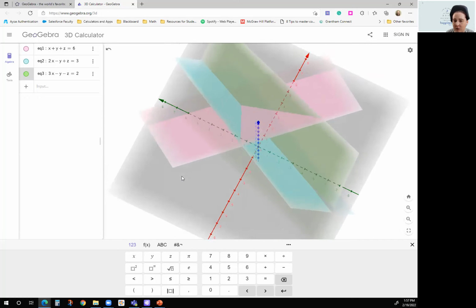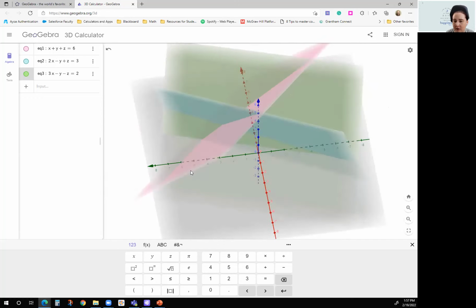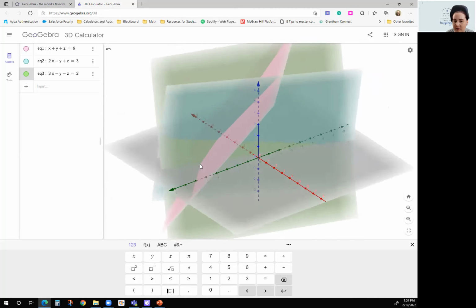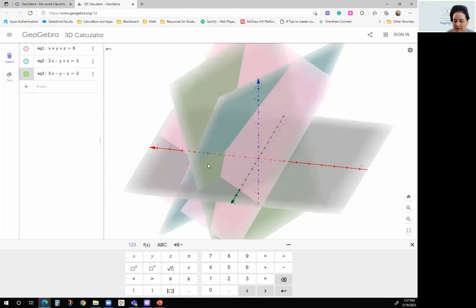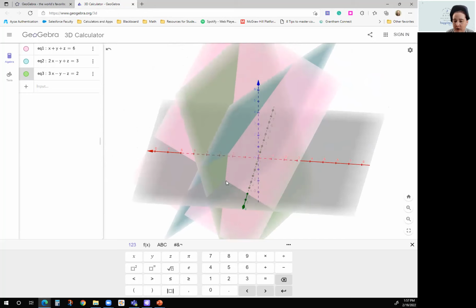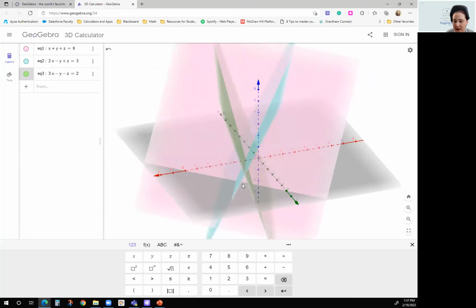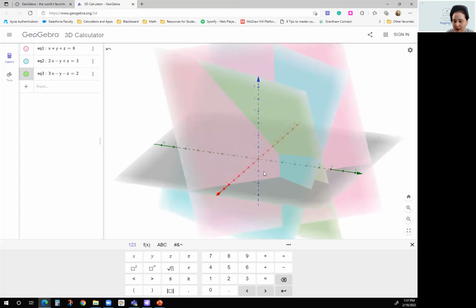And the answer is where all 3 of these intersect. So I can click and drag and kind of move in 3D space. But it's very difficult to see visually where that intersection point is. I'm looking at this and I think it's basically right there. I think. So I can type in my ordered pair. Okay, that's apparently where it is.